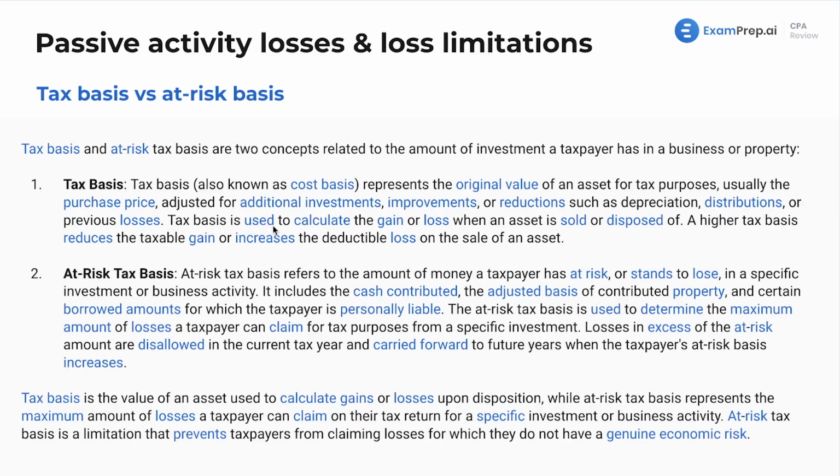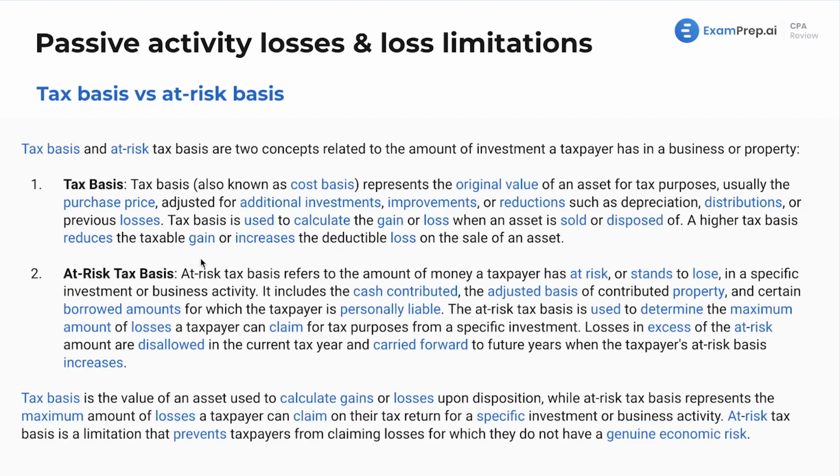A tax basis is going to be used to calculate the gain or loss when the asset is sold or disposed of, whether you're selling your PP&E or you're selling your partnership interest. A higher tax basis reduces the taxable gain or increases the deductible loss on the sale of an asset.